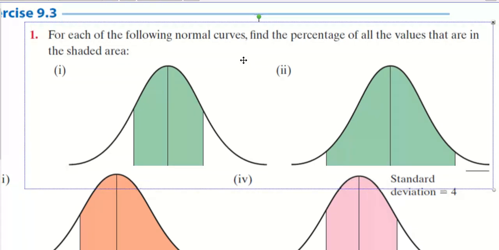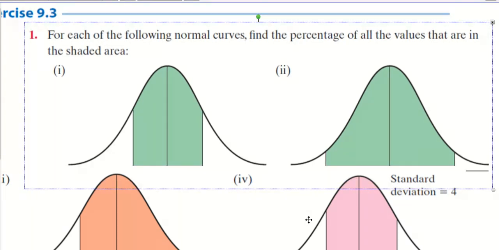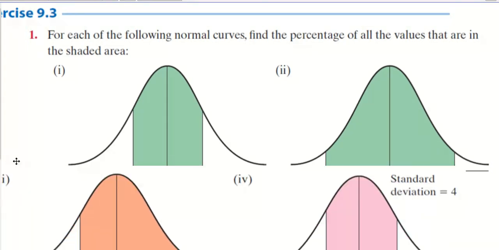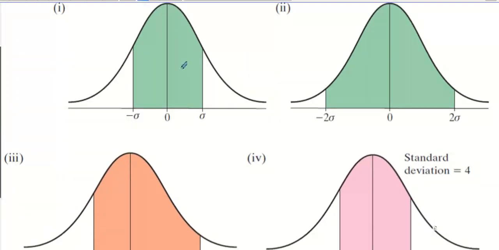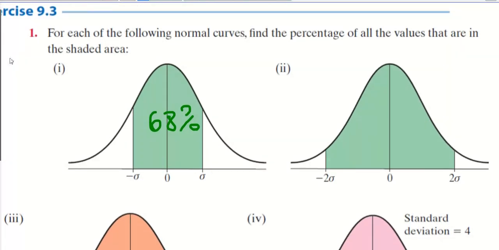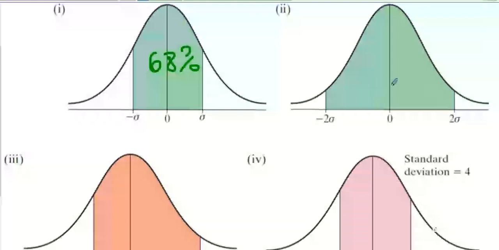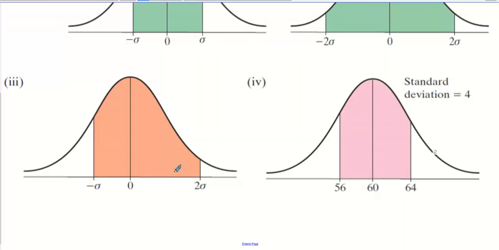For each of the following normal curves, find the percentages and the values that are in the shaded area. Okay, so the first one, what percentage does everybody think it is, in between here and here? 68%, right? 2/34. Okay, the next one, 2 standard deviations either side. 95. Scroll down. All right, this one's difficult.